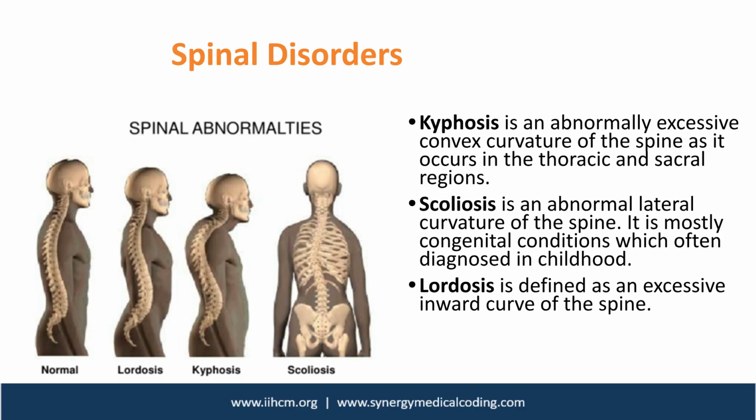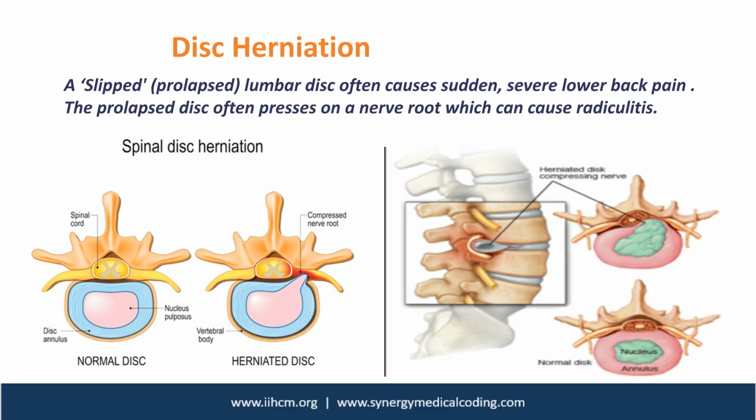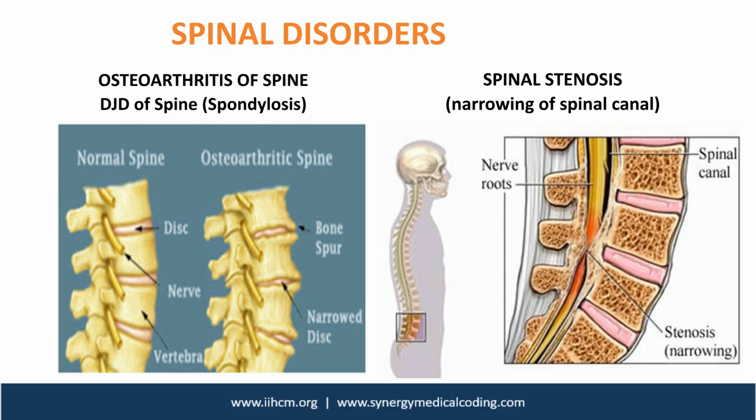Spinal disorders include kyphosis, an abnormally excessive convex curvature of the spine, scoliosis, an abnormal lateral curvature, and lordosis, an excessive inward curve of the spine. Disc herniation, or a slipped lumbar disc, often causes sudden severe lower back pain. The prolapsed disc may press on a nerve root, leading to radiculitis. Other spinal disorders include osteoarthritis of the spine, also known as spondylosis or degenerative joint disease, and spinal stenosis, which is the narrowing of the spinal canal.